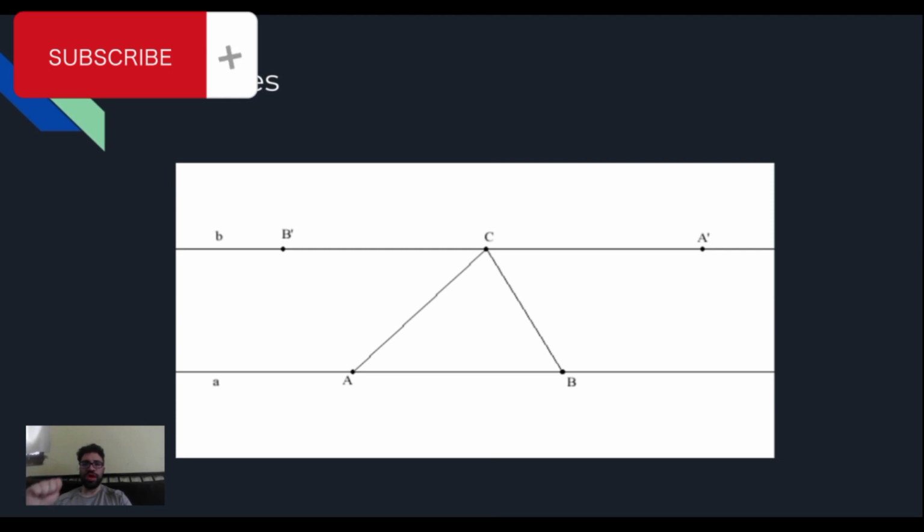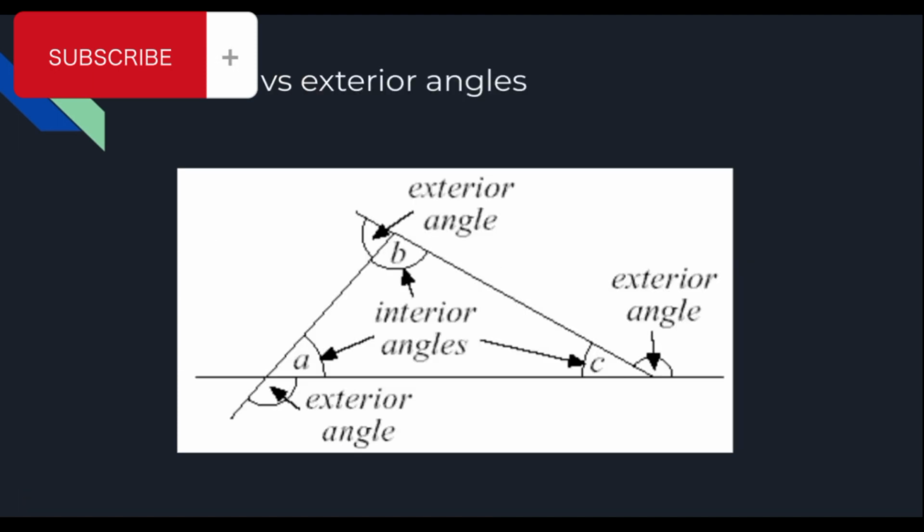I'm not sure what it is. And I can use the side lengths or the angles of the other triangle that's right next to it in order to find the missing side length I'm looking for, or the missing angle I'm looking for. However, first let me go over what interior and exterior angles are.